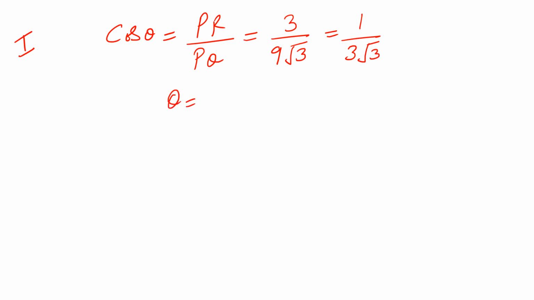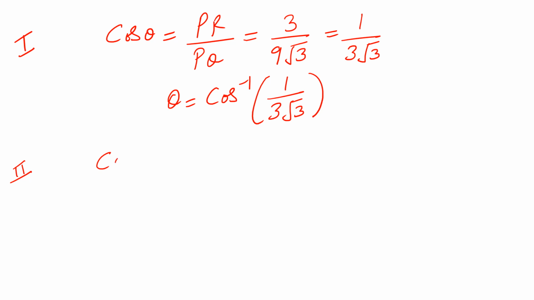So from here I get the value of theta as cos inverse of 1 upon 3 root 3. So that means option D is not correct. Now students, this is the second method, and in the second method I am using the concept of vectors.